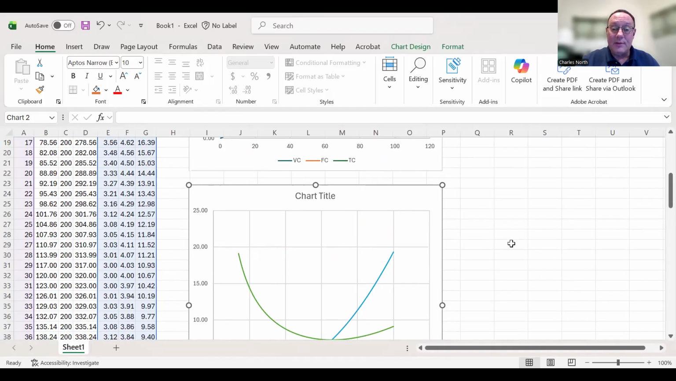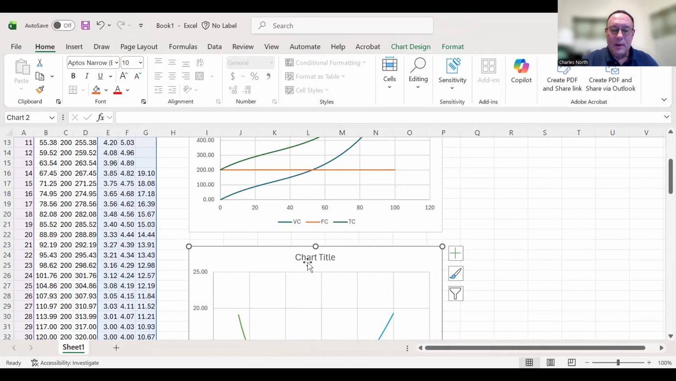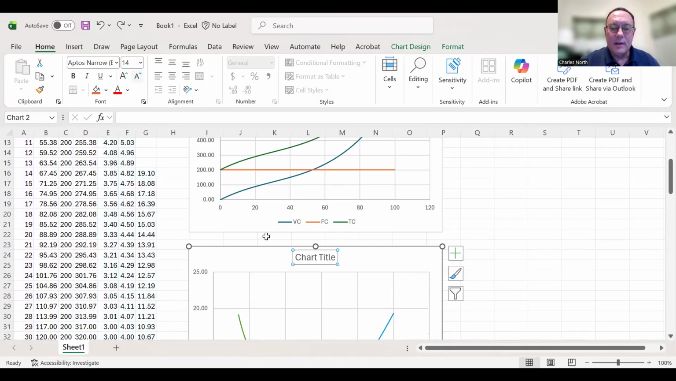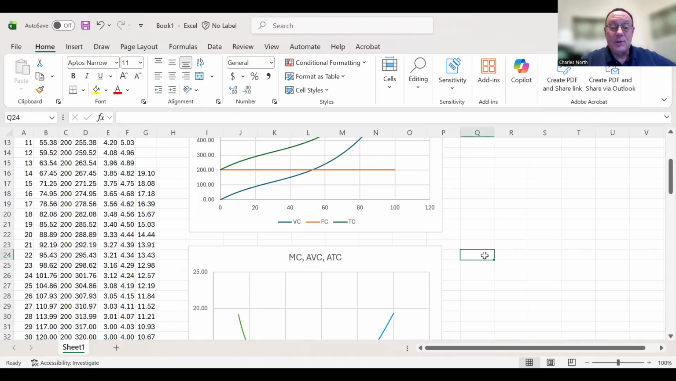All right, these are the graphs you're supposed to create. We can again change this. Oops, let's undo that. I didn't mean to delete the title. I wanted to put marginal cost, average variable cost, average total cost. So that's what you're supposed to do.